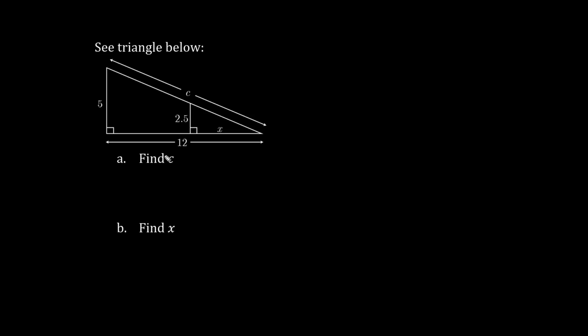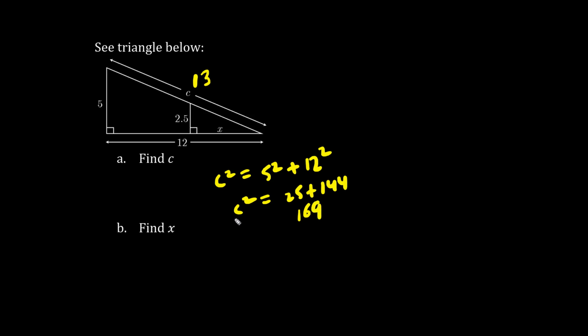Let's find the length of the hypotenuse C. 5, 12, 13. Recall that C squared equals A squared, which is 5 squared, plus B squared, which is 12 squared. C squared equals 25 plus 144, which is 169, and taking the square root of both sides, we have C equals 13. Now let's find X.